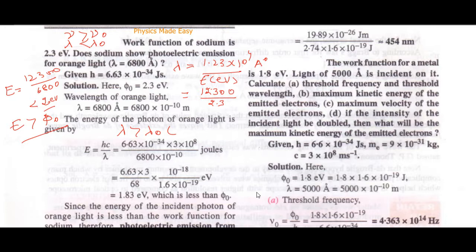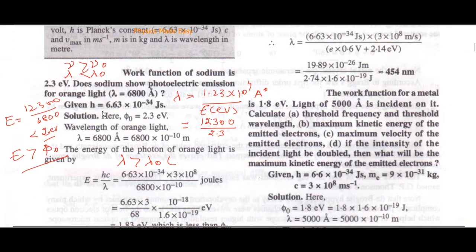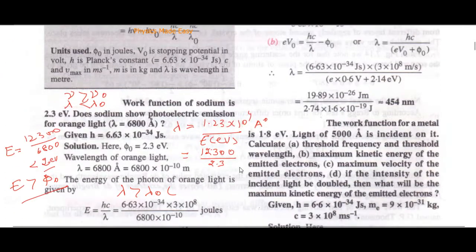In this example, we try to do the same problem by finding the threshold wavelength. So the catch line here is this formula, this shortcut. Remember this shortcut, I will write it again so that it is very easy to remember. E equals 1.23 into 10 raised to power 4 divided by lambda, directly in angstroms. You don't need to convert it into meter or centimeter. Then you will directly get energy in electron volt.